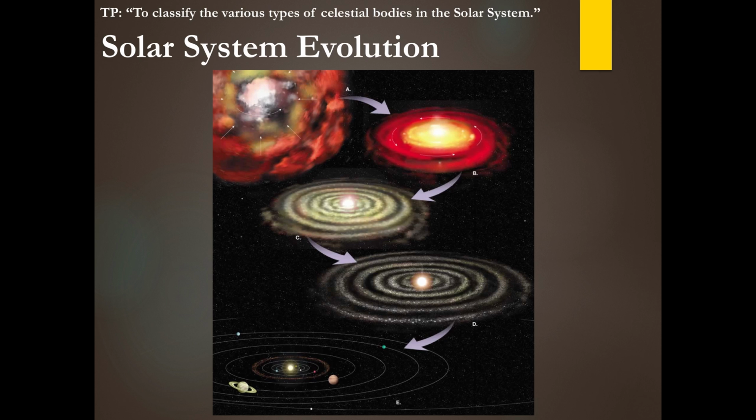All right, so your densest materials were toward the center of the solar system, and your least dense materials were pushed out to the outer edges. That's why your outer planets are your gaseous planets, which are low density, and your inner planets are high density, mainly composed of solid materials.